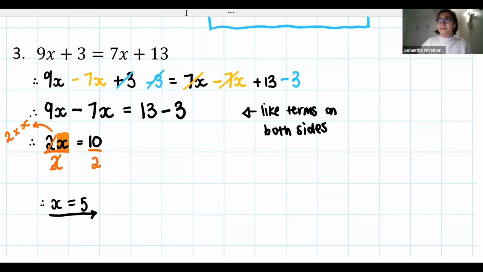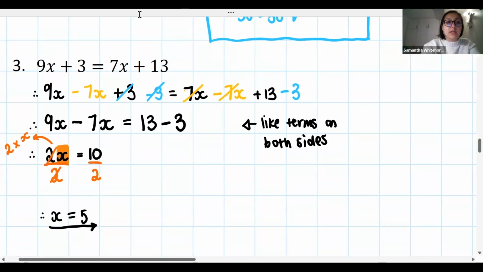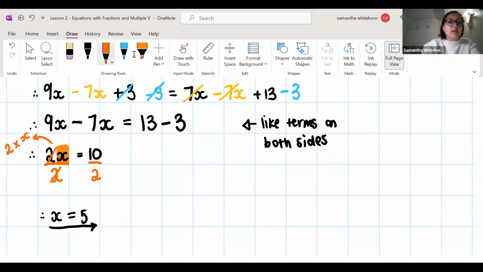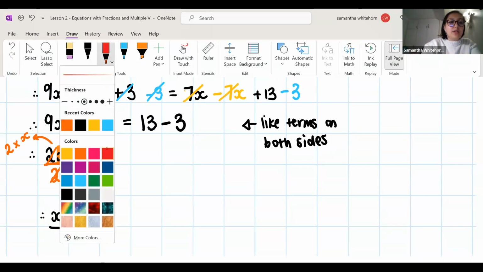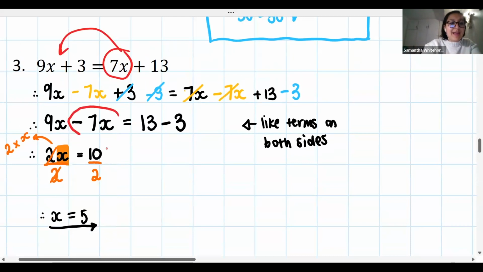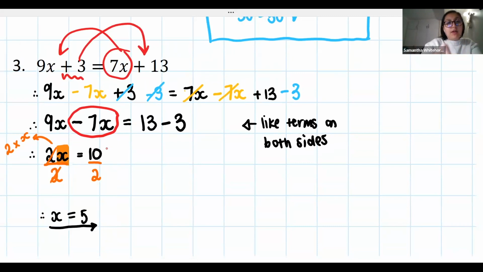Hi. I just wanted to ask, when do the signs change? Because my teacher told us that when there's signs on both sides, we change the signs. Okay, so remember, signs only change when you move it over the equal sign. So here, we took this 7x and we moved it over. That's why it became negative 7x. We took this positive 3 and we moved it over. That's why it became negative 3. So signs only change when you move their position over the equal sign.